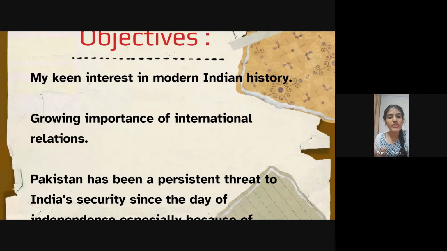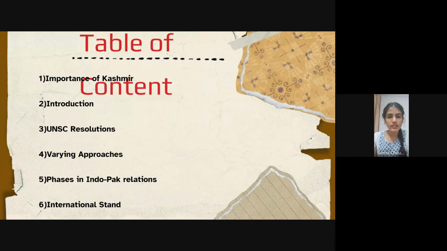And since my childhood, I have heard that Pakistan making attacks on India. And recently also, we have seen the Riyasi attack. So all these events have built my interest to know and analyze the history of India-Pak relations. Moving forward, we will go as per the table of content.